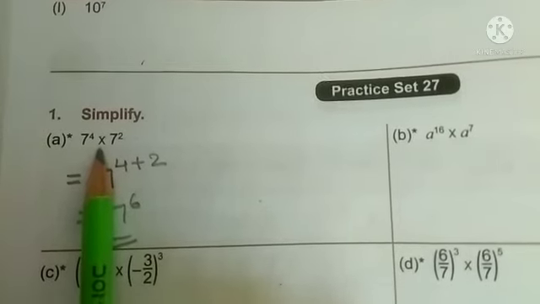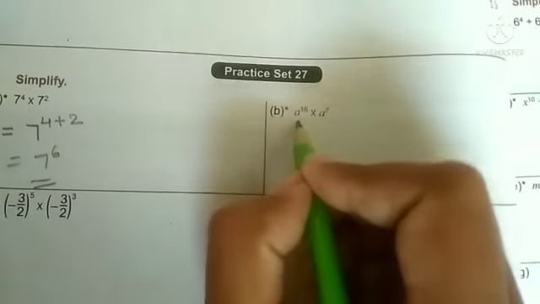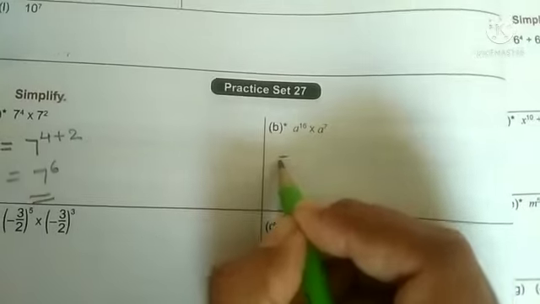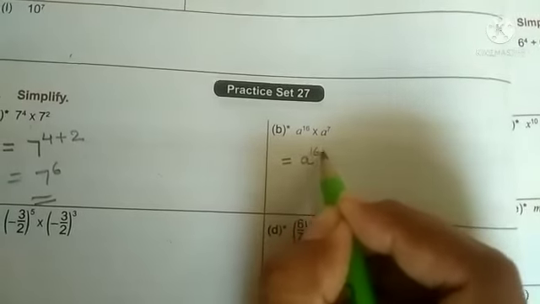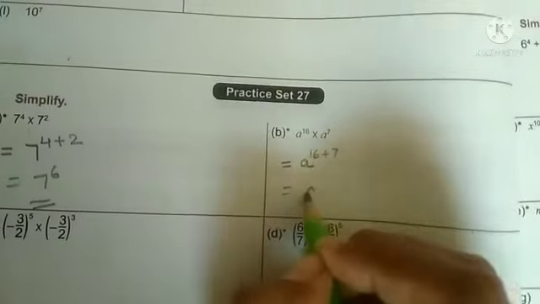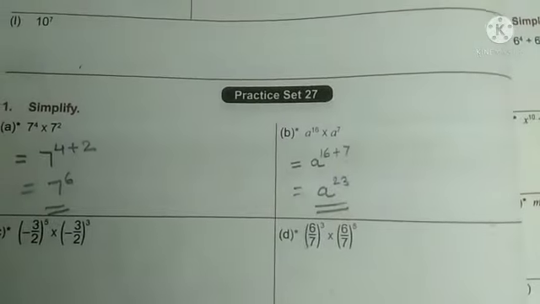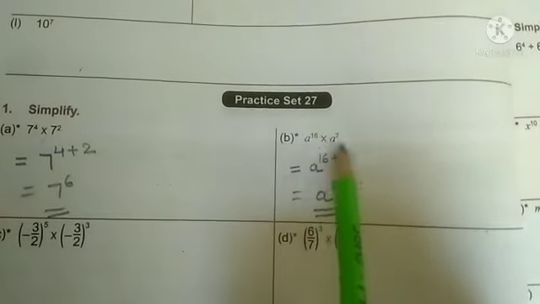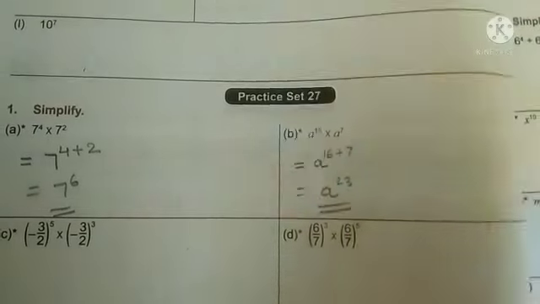Clear, students? Similarly here also, how will you do it? It is given a raised to 16 multiplied by a raised to 7. Just add your index, the base will come as it is. So 16 plus 7, what you will get, that is a raised to 23. Clear, students? Nothing else you have to do, whenever the multiplication sign is given and bases are same, you have to just add your index. Clear?